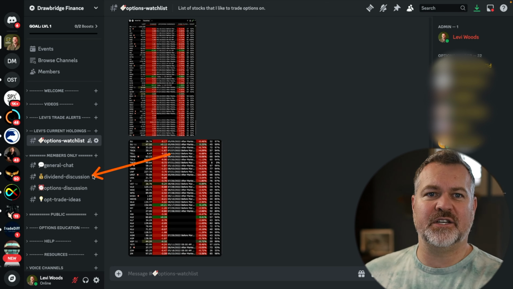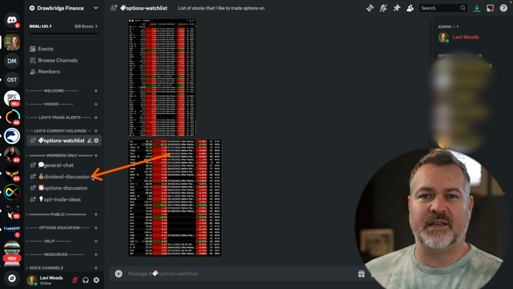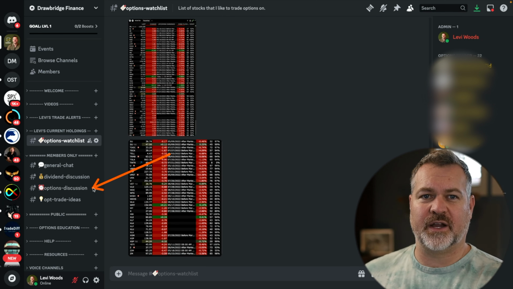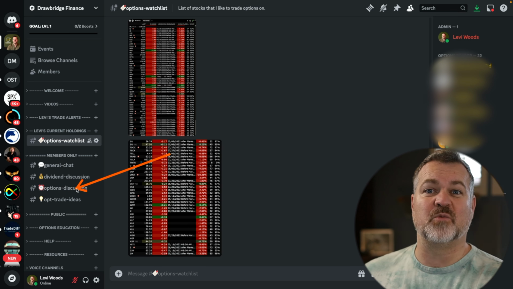The next section is going to be the dividend discussion. This is where you're going to talk about dividend stocks that you may want to buy, long-term ETFs that you're considering buying. There can be discussion about just buy and hold investing. That is the typical discussion in this group. Options discussion is going to be where options trades and discussion happen. This is where I live.